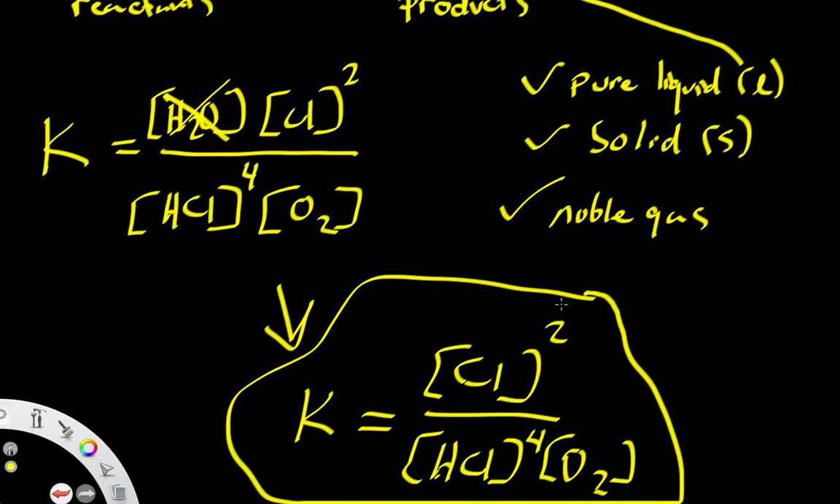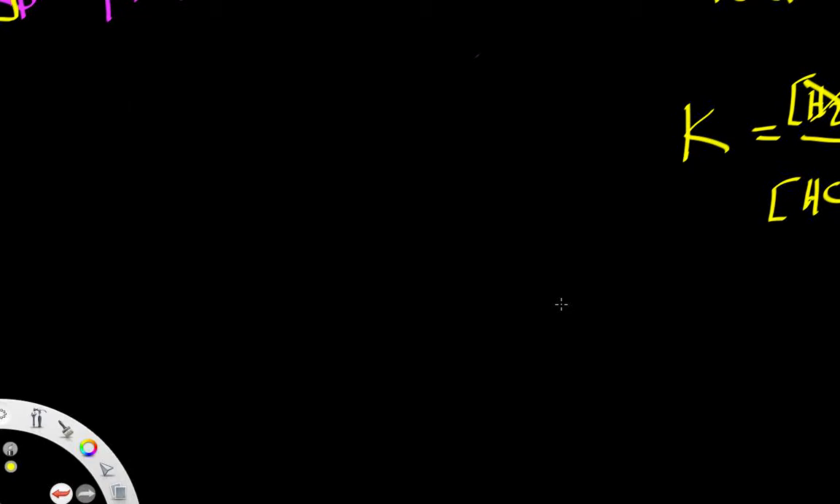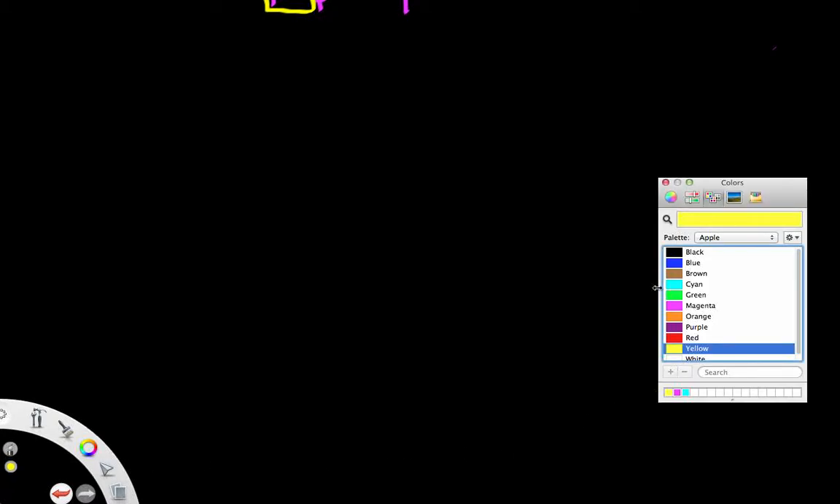Now one last thing I want to talk about is, since we are talking about Ks, I want to talk about some of the values that Ks can represent and what they may imply. So for example, if I have a K value that is greater than 1, well, that's going to imply that my products are favored. Let me just rewrite this.